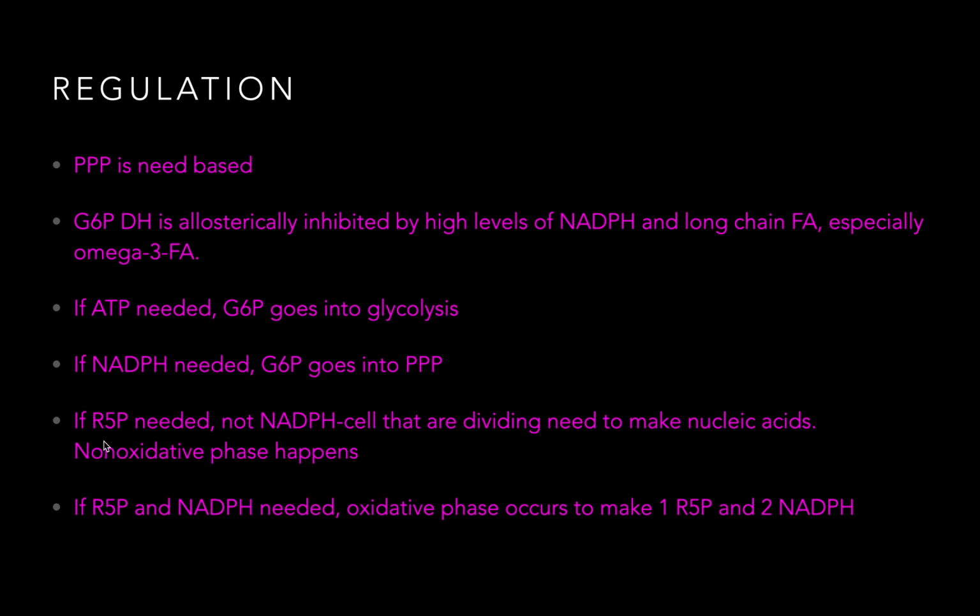If ribose 5-phosphate is needed but not NADPH, this is only in cells that are dividing, the ones that need to make nucleic acids in order to duplicate the DNA. In those cells, the non-oxidative phase occurs. And then if both R5P and NADPH are needed, the oxidative phase will occur, and that will make 1 R5P per 2 NADPH.